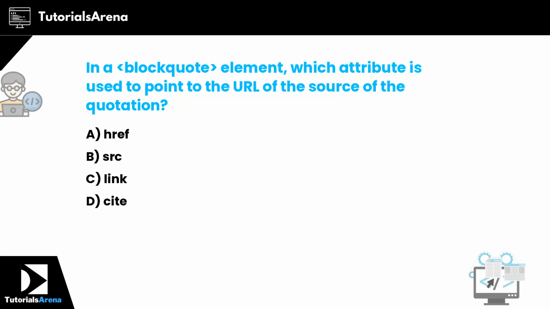In a blockquote element, which attribute is used to point to the URL of the source of the quotation? The correct answer is option D, cite.